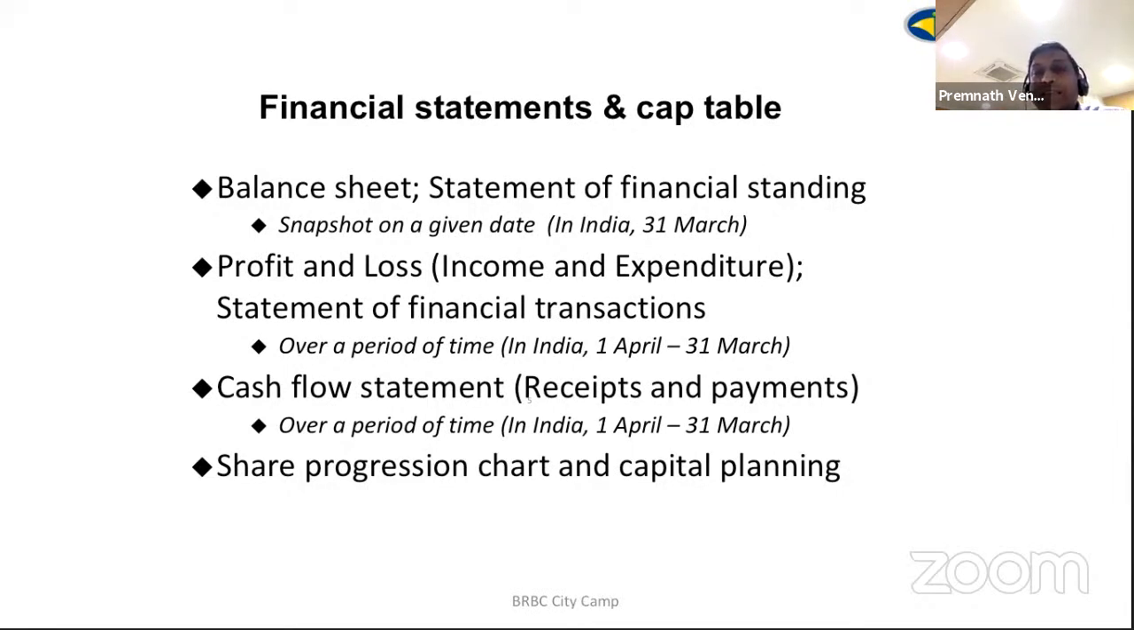In India, it is 31st March, right? Profit and loss account, as it's called in India. Outside, it's sometimes called income and expenditure statement, or a statement of financial transactions. It is more like a movie rather than a picture. It's over a period of time. In India, it's 1 April to 31st March, right? And cash flow statements, which again are like a movie, from 1 April to 31st March. In not-for-profits, it's called receipts and payments.